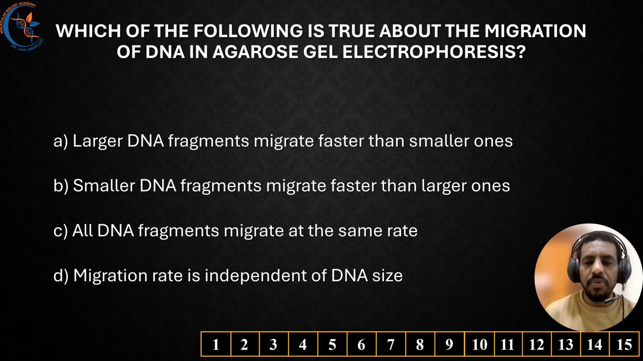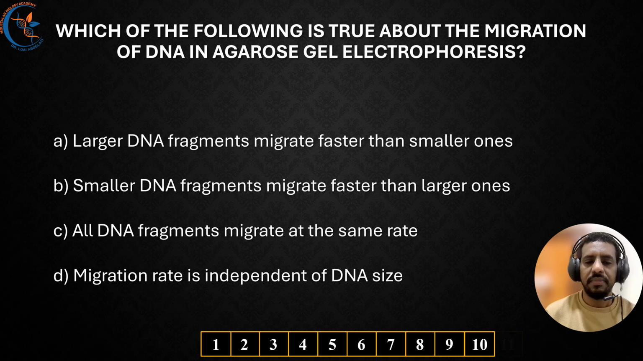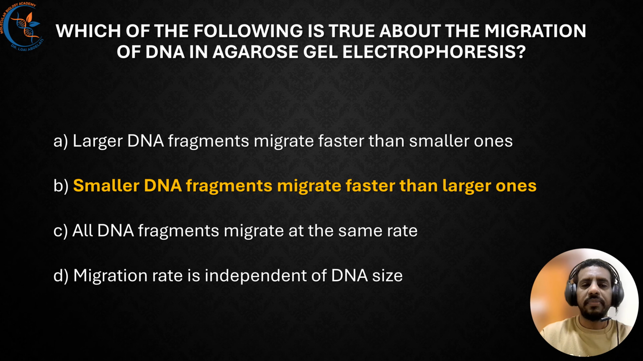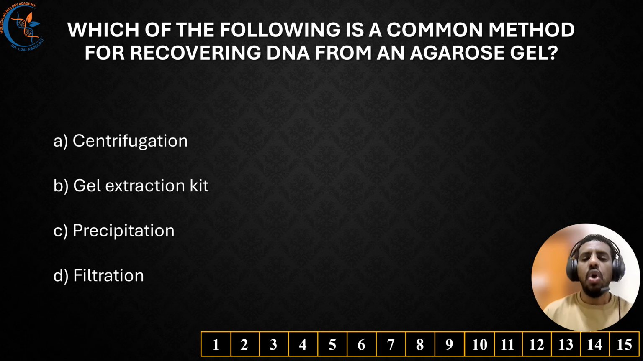Okay, let's see the question here. Which of the following is true about the migration of DNA in agarose gel electrophoresis? All right, the correct answer is the smaller DNA fragments migrate faster than the larger ones. All right, let's move on. Let's see the question here. Which of the following is the common method for recovering DNA from agarose gel?